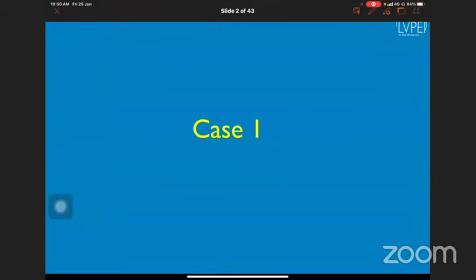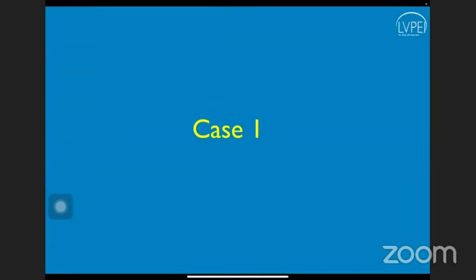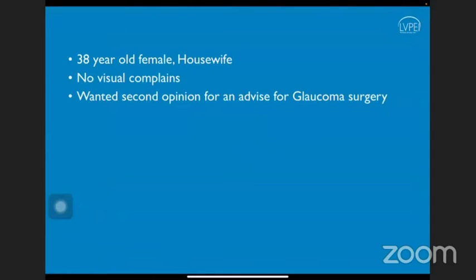So let us jump directly into a few interesting cases. I will try to speak a little fast in order to cover more. A 38-year-old housewife just wanted a second opinion because she had been advised surgery elsewhere.